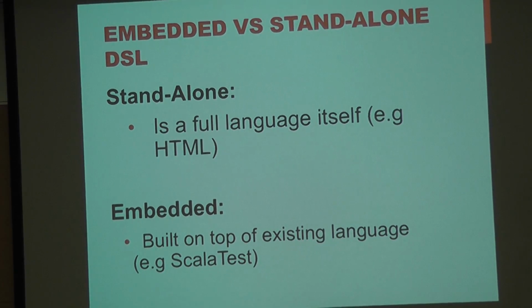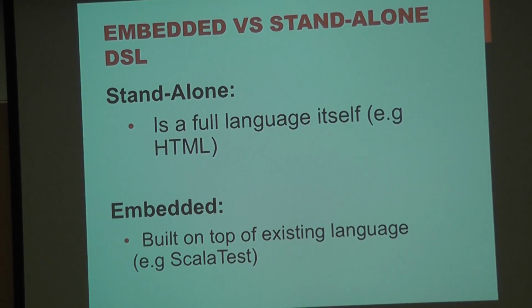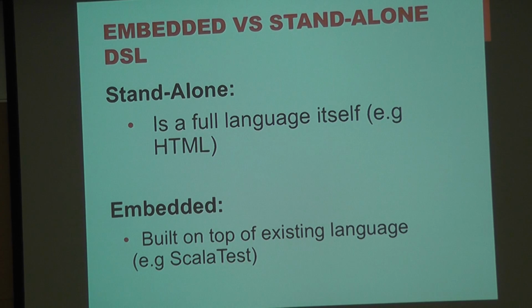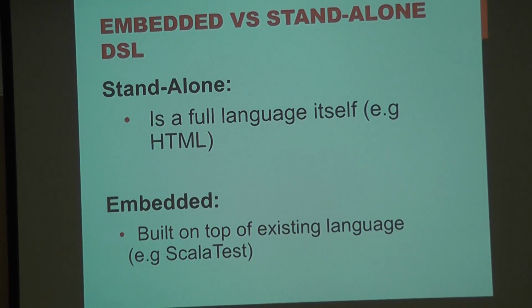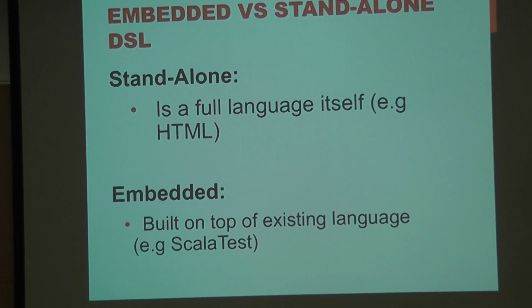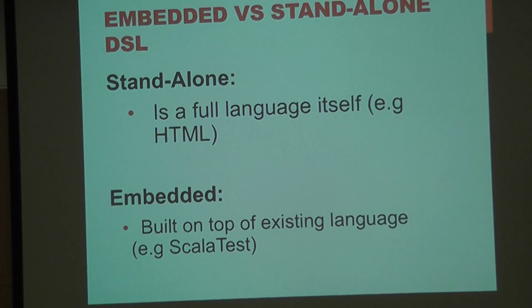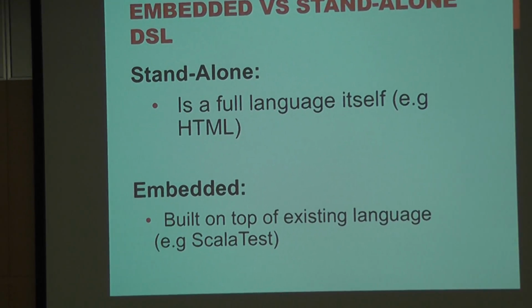When it comes to designing DSLs, there are really two main types. You have embedded DSLs and standalone DSLs. In a standalone DSL, the DSL is a full language in itself. HTML is a big example of this. Most of the DSLs that everyone uses daily are examples of these so-called standalone DSLs.